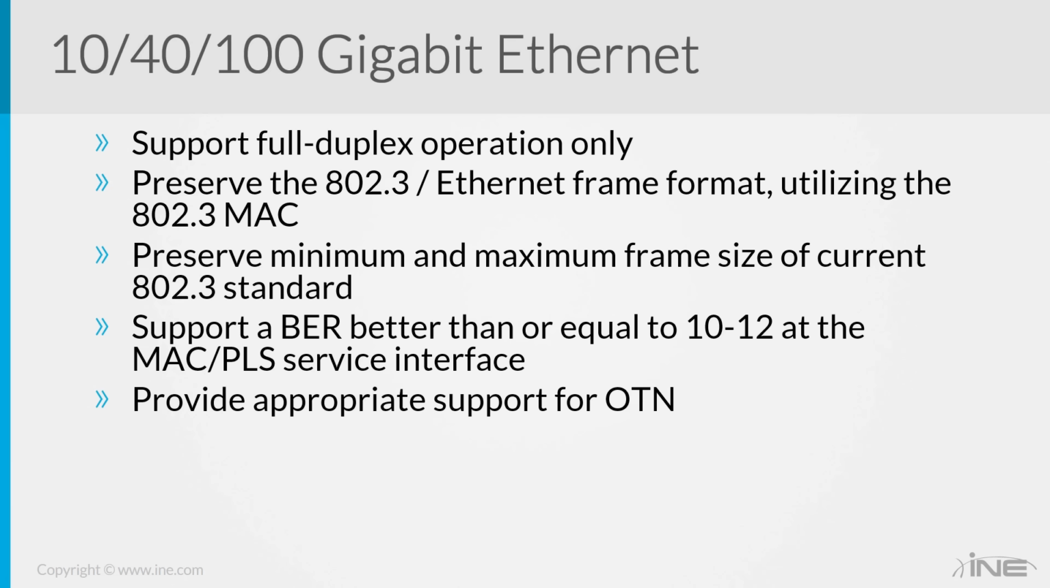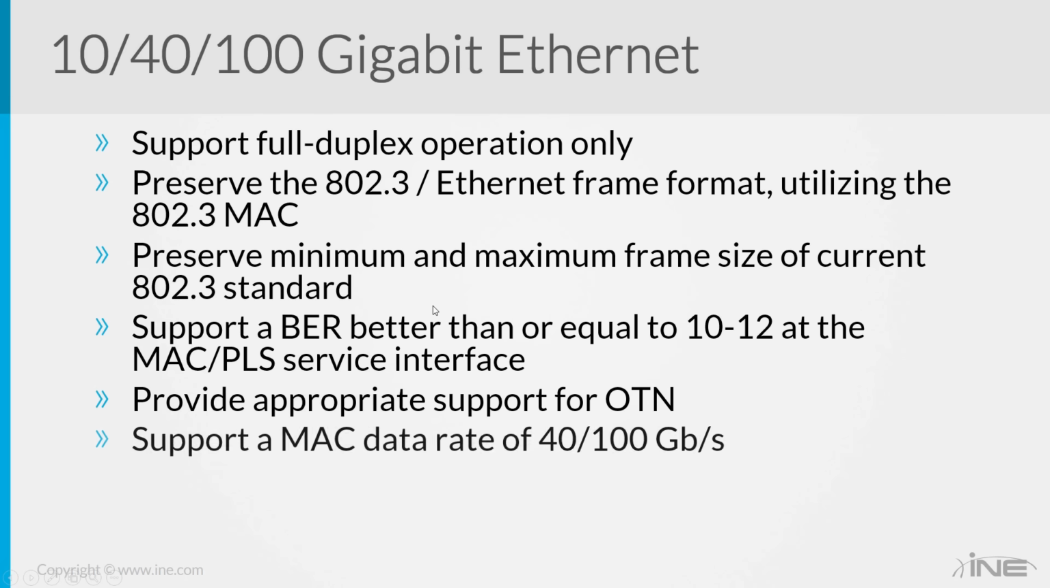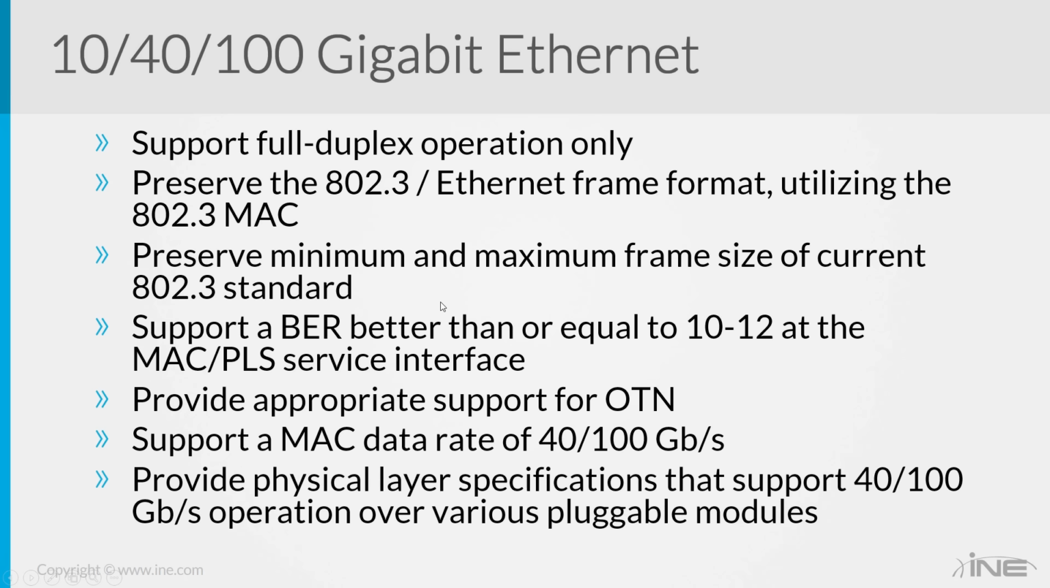It provides appropriate support for optical transmission networks, and that's where the high-speed fiber would come into play. It supports a MAC data rate of 40 and 100 gigabits per second, and provides physical layer specifications that support 40 and 100 gigabit operations over various pluggable modules, so SFPs.